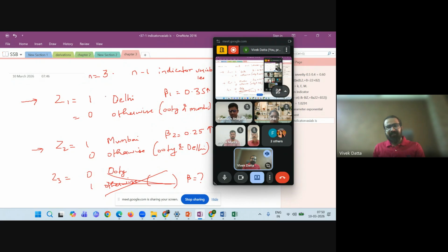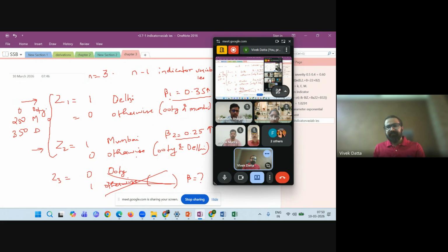Similarly, I'm Delhi. I will come to Z1. Okay, yes, I'm Delhi. Beta 1 into 0.35. I will go to Z2. Here I am 0. Because I'm Delhi, 0 into 0.25. Final answer is 0.35, which is what I wanted. I wanted to differentiate between 0.35 and 0.25 while keeping Ooty as 0. Now, running through these n minus 1 covariates, I've been able to finally do 0, 250. Got it?